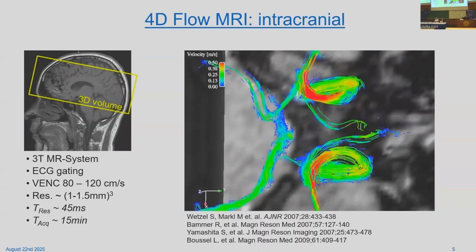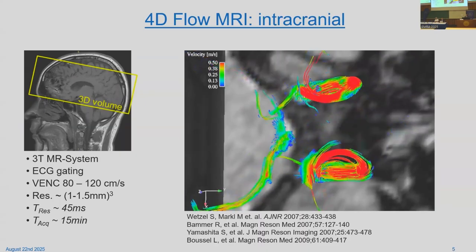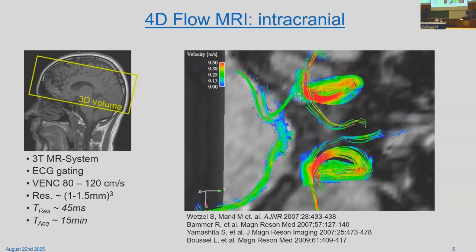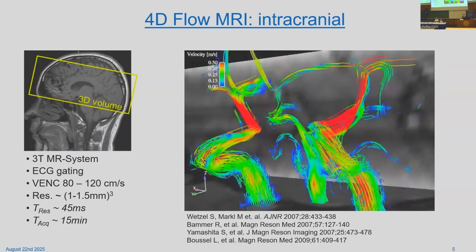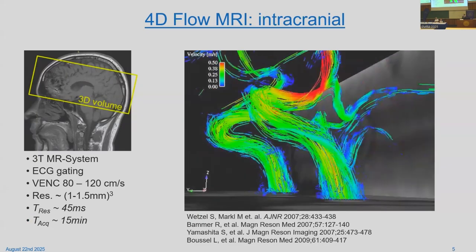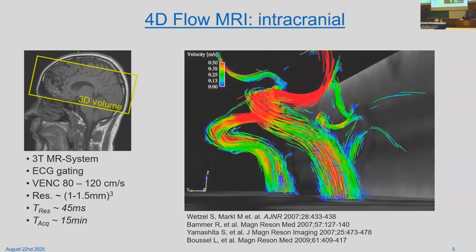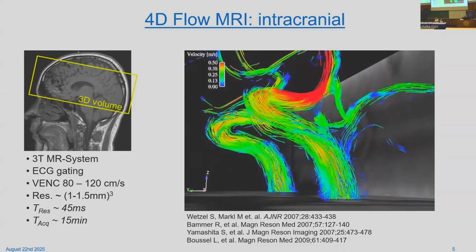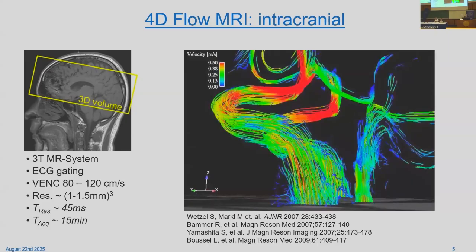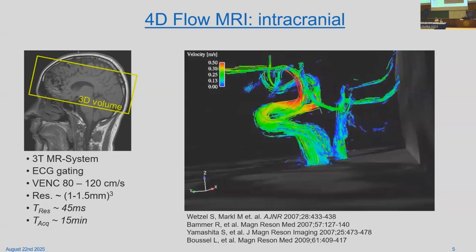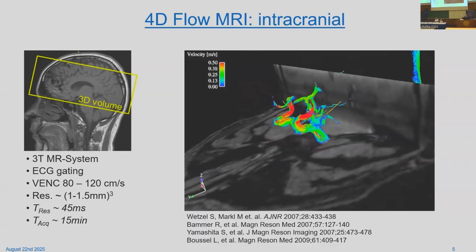We also go to lower spatial resolutions. So what people typically do is between 1 and 1.5 millimeter. I actually like to be around 1 millimeter and below in the head. And of course, because of the high spatial resolution, we usually need longer to acquire the data. So it's typically, depending on your acceleration, between 10 and 15 minutes in the head.